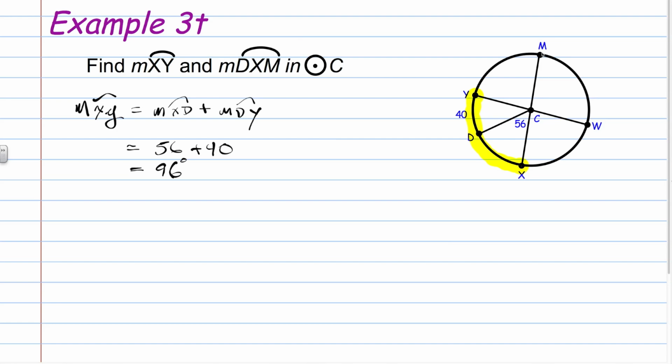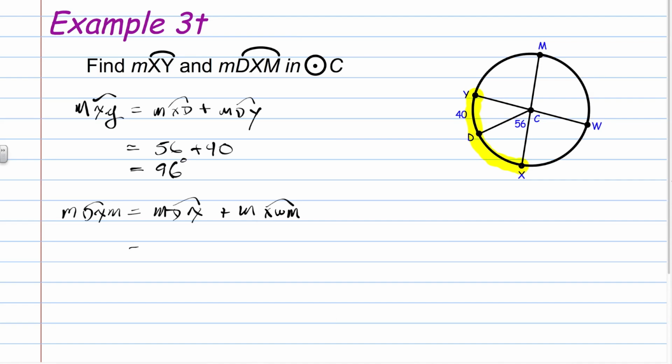So that's a pretty easy thing to do. You have to understand that arc XWM is a semicircle. Segment XM is a diameter, therefore arc XWM is a semicircle. So the measure of arc DXM is equal to the measure of arc DX plus the measure of arc XWM.